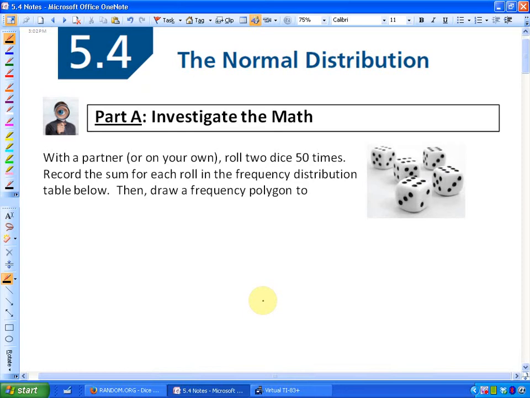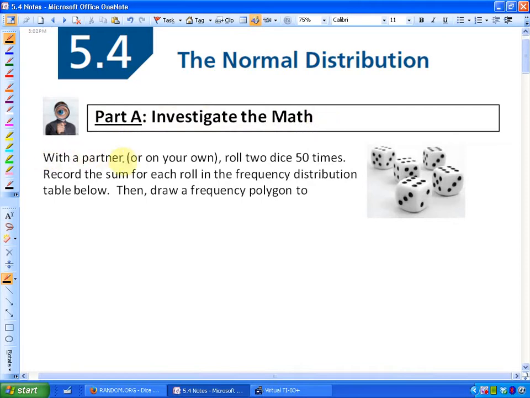Okay, in this lesson, we're going to look at something called the normal distribution. If you're in my class, you have a study guide. If not, welcome here. If at any point in time you'd like to pause this and try some stuff on your own, you're more than welcome to. At the beginning of this, we have an actual investigation that we're going to try together.